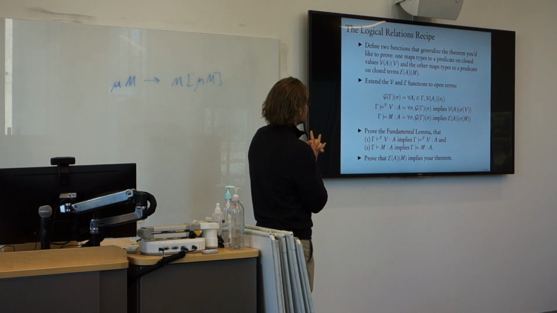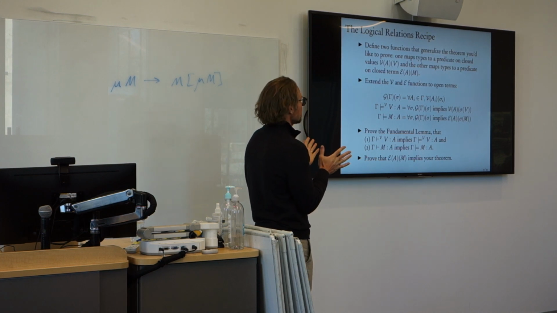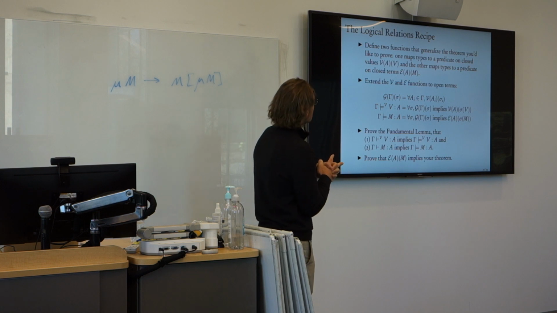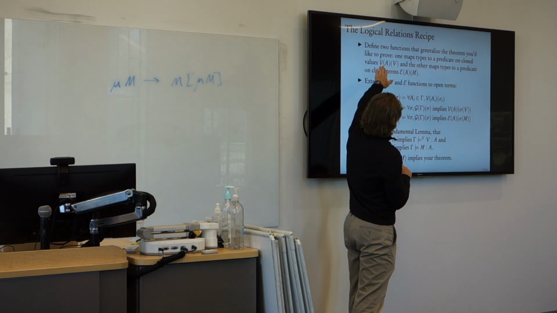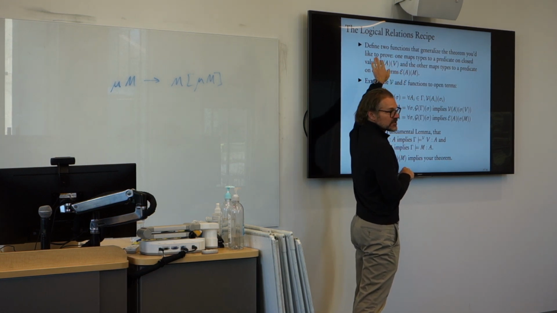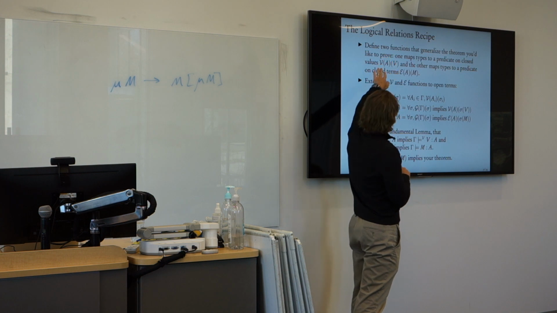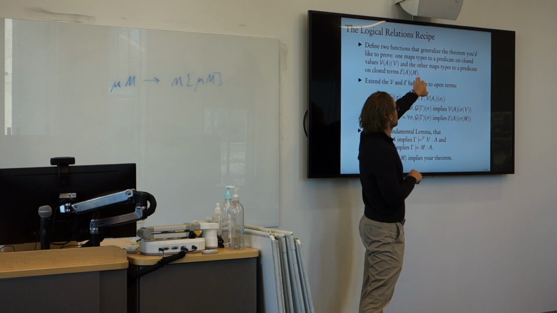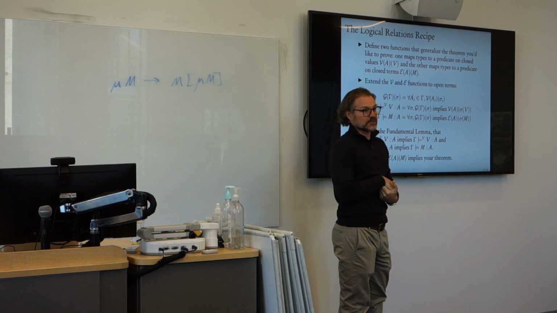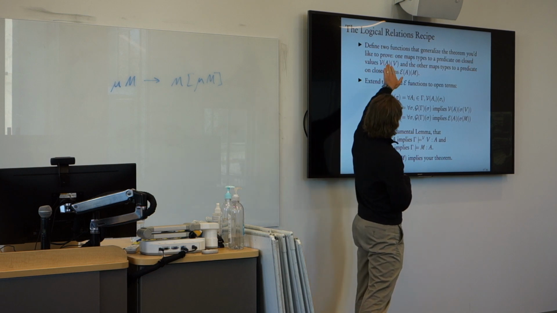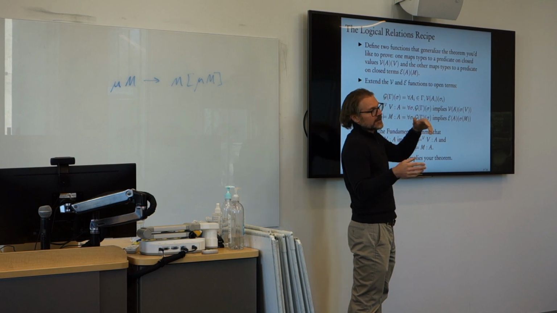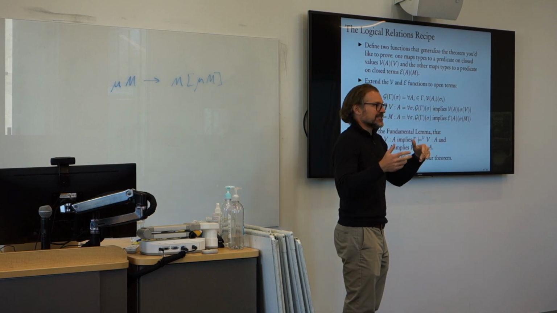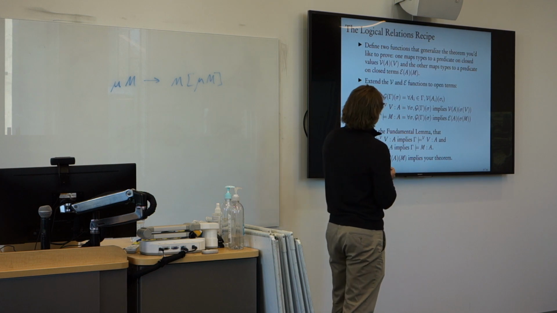Okay, so you're going to define two functions that generalize the theorem that you'd like to prove. One maps types to a predicate on closed values. That's this fancy V function. And then there's this fancy E function that maps types to a predicate on closed terms. The type of V applied to A is just going to be a Boolean, or, if you're in Agda, it's going to be a Set or similar.